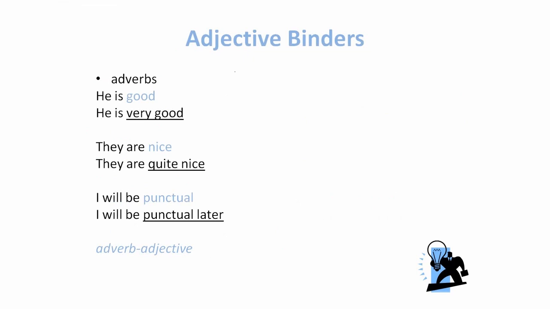So adjective binders lo okay adverbs ani enduku antam ante, adverb kuda ok adjective gurinche cheptundi. For example, he is good. Good is an adjective. He is very good. So very, okay, it's an adverb, right? They are nice. This is adjective. They are quite nice. That's an adverb again. I will be punctual. I will be punctual later. Punctual is adjective and later is adverb.